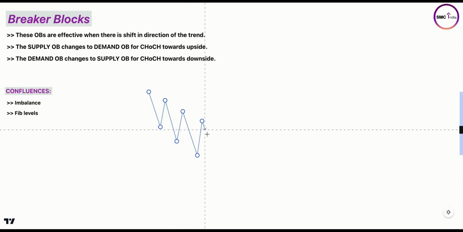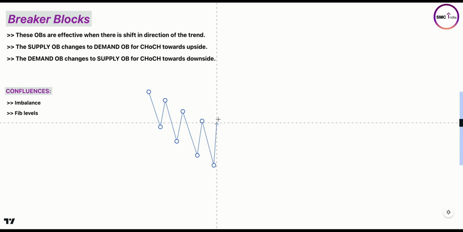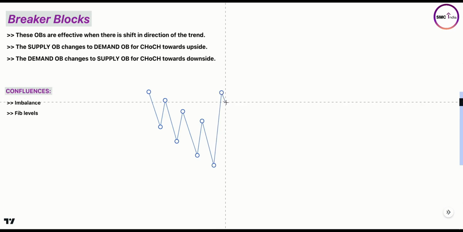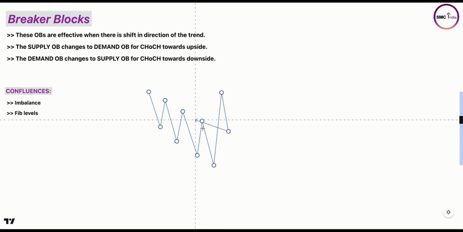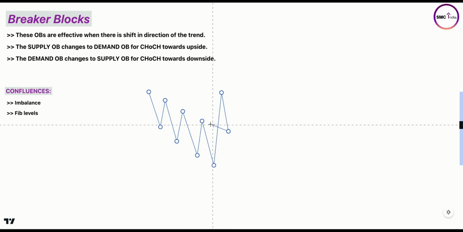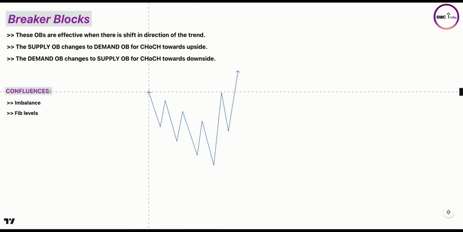The price comes up, breaks this low, and what happens next is that it suddenly breaks this high, causing a change of character. And what happens next is that the price comes down to this order block up here, which was previously a supply zone and later changed to a demand zone, and then the price shoots up again. So what are the order blocks up here?